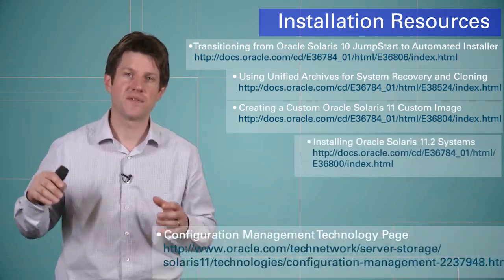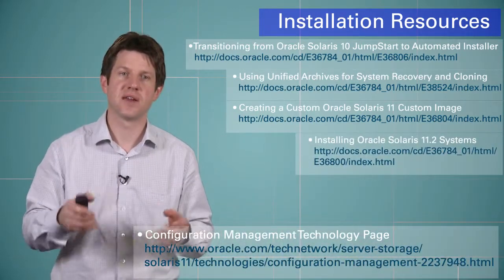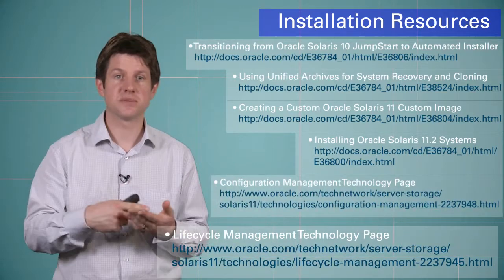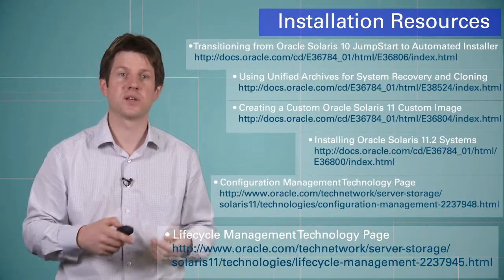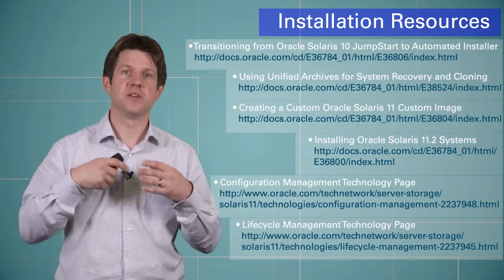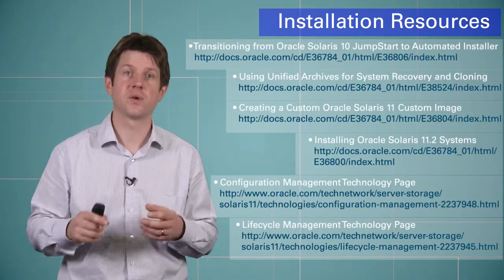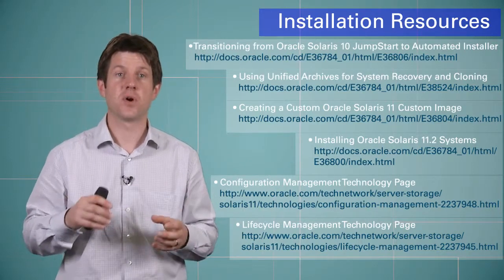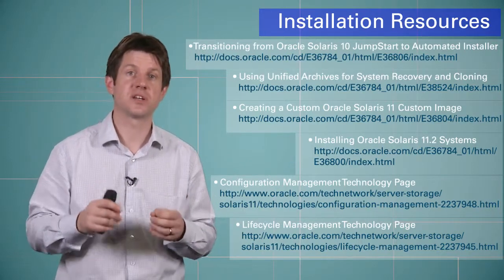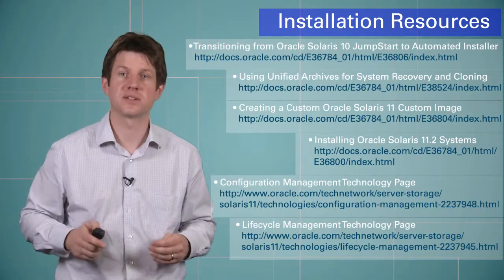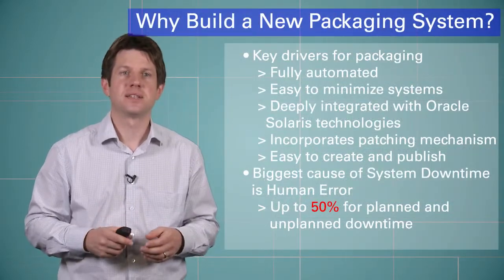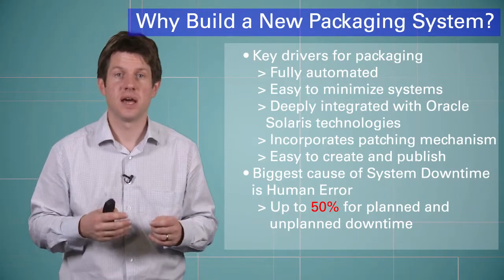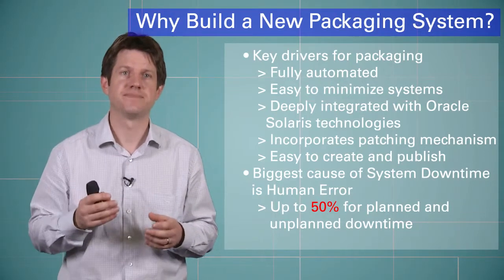And we've got to cover a wide variety of different areas, from setting up an AI server, to customizing it, to creating customized golden images, to be able to create unified archives for cloning or system recovery. And obviously, we've also got a transitioning from Oracle Solaris 10 JumpStart to automated installer guide to help you. So let's move on to some of the packaging and patching mechanisms as part of that lifecycle management.